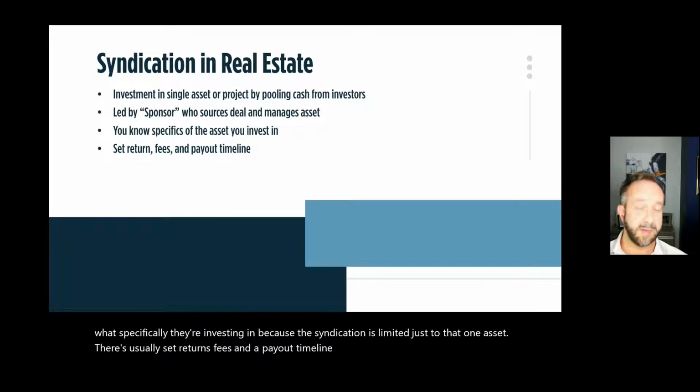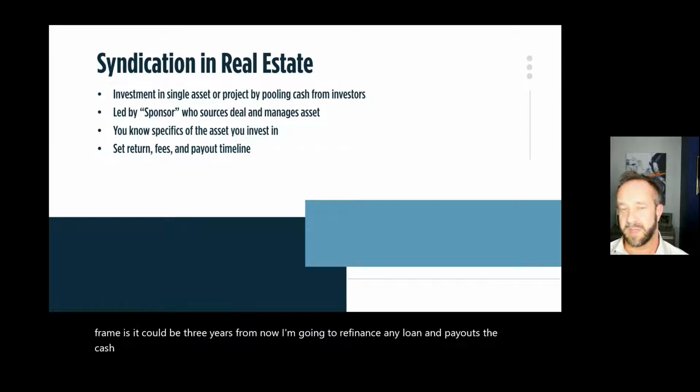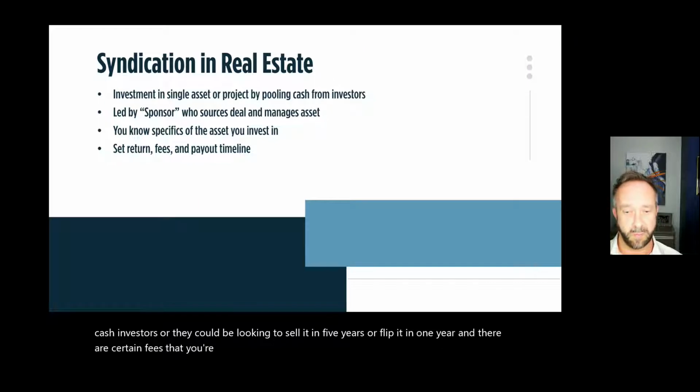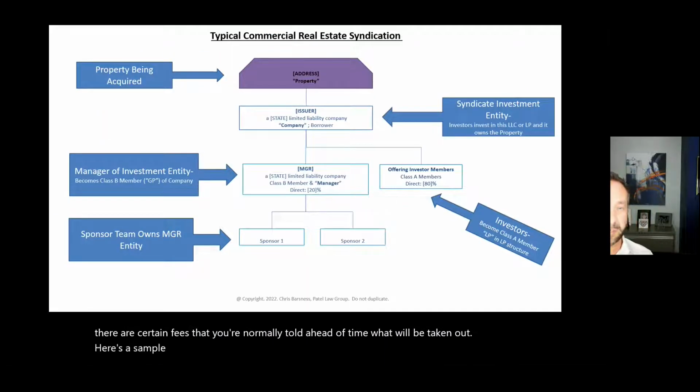Depending on what the sponsor's time frame is, it could be 3 years from now, I'm going to refinance any loan and pay out the cash investors, or they could be looking to sell it in 5 years or flip it in 1 year. And there are certain fees that you're normally told ahead of time what will be taken out. Here's a sample of a structure of a typical real estate syndication.